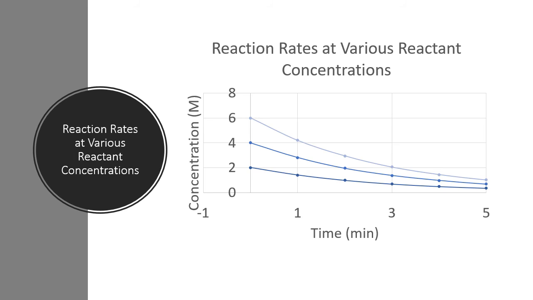We could also alter the reaction rate by starting with more or less reactant. Here we can see that the light blue curve starts with 6 molar reactant concentration. It decreases at a rate of 1.8 molar per minute. The lower curve, which starts at only 2 molar, decreases at a lower rate of 0.6 molar per minute. So again, here we can see how reaction rate varies with reactant concentration graphically.